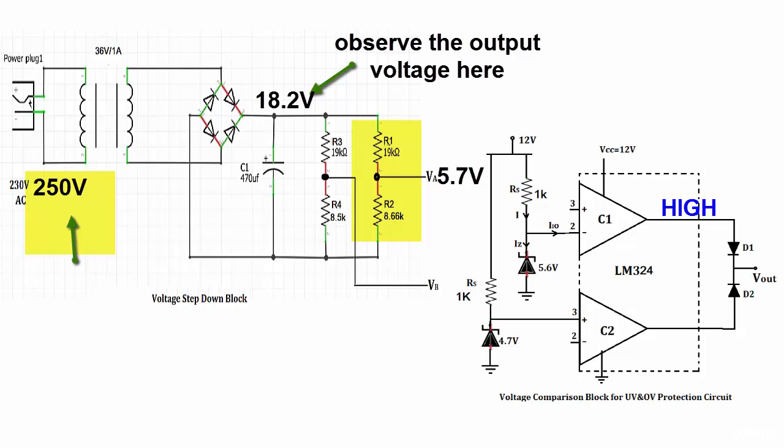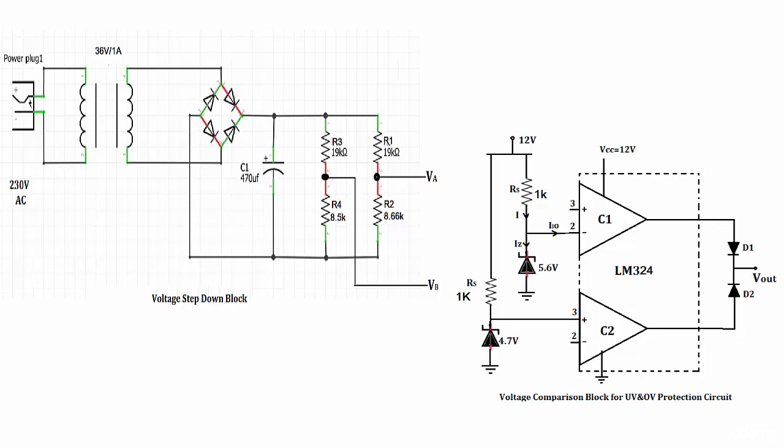Choose a random value of R1, say 19 kilo ohms. So to get an output of 5.7 volts, apply the voltage divider rule and use this formula we learned in lesson 3. I have calculated the value of R2 as 8.66 kilo ohm.